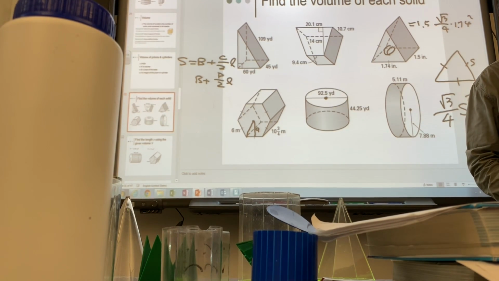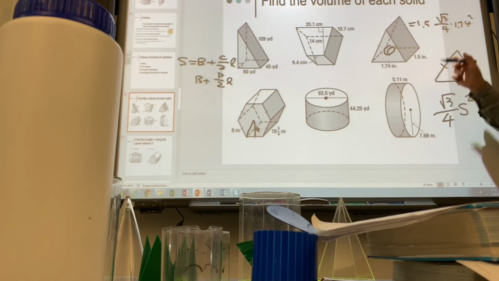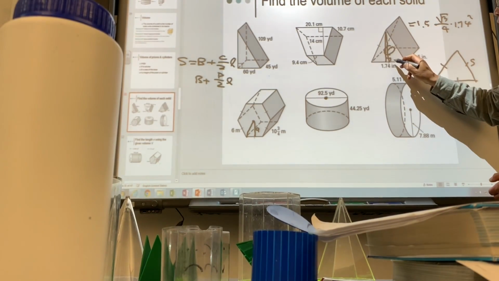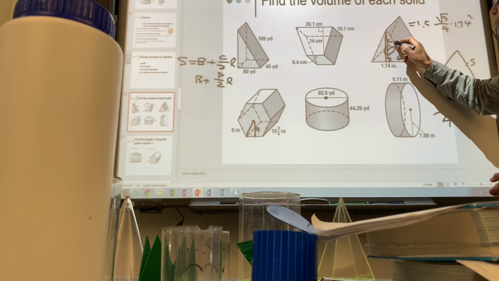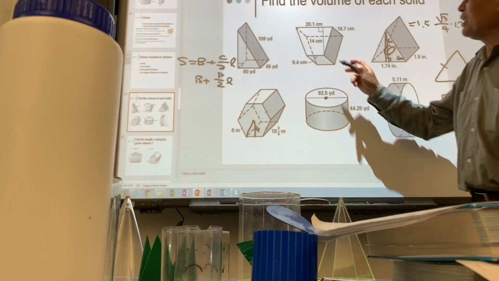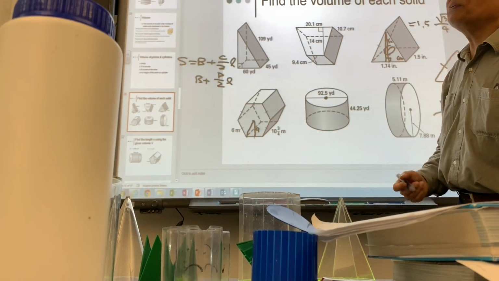Do you understand me, please? If you don't understand this formula, you have to find this one by yourself. This is 60 degrees, 30 degrees, whatever. Spend lots of time, make a mistake. For this part, how to find the surface area?